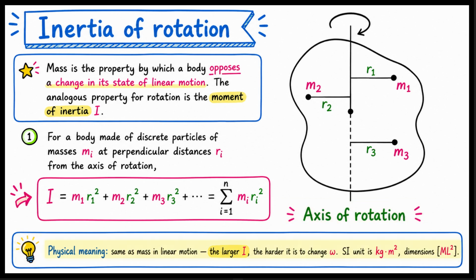The physical meaning is exactly the same as mass in linear motion. The larger the moment of inertia, the harder it is to change the angular velocity omega. The SI unit is kilogram meter squared, and the dimensions are ML squared.